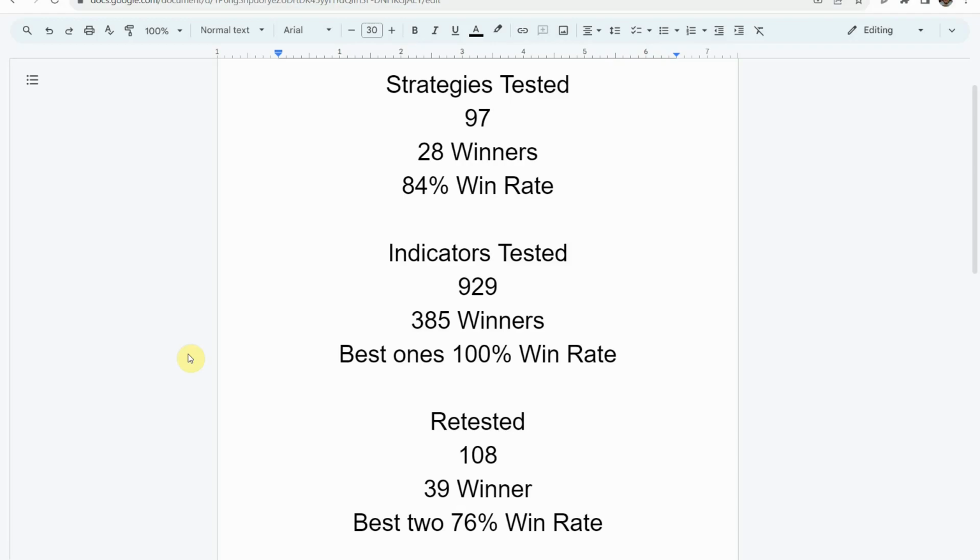Now you need to go back and watch those videos to understand the context of how they were able to achieve that. So go back and watch those videos and see what you can get out of those winning indicators. We've also retested in the advanced testing 108 of the winning indicators. 39 of them have been able to maintain the winning status, the best two, a 76% win rate. Now keep in mind that we test most of these indicators and strategies on the Forex and crypto market, but they can be applied to just about any market and time frame universally.